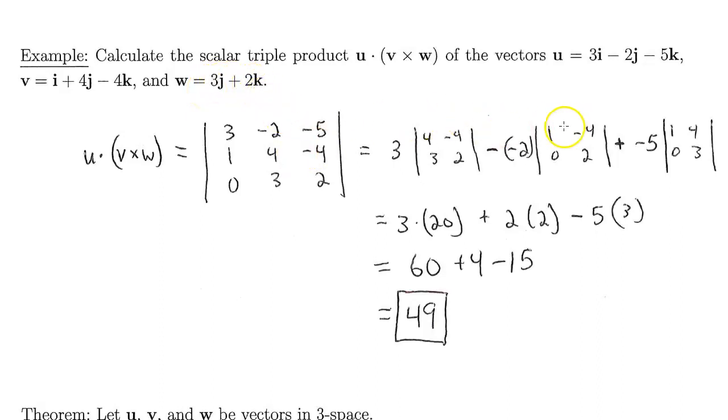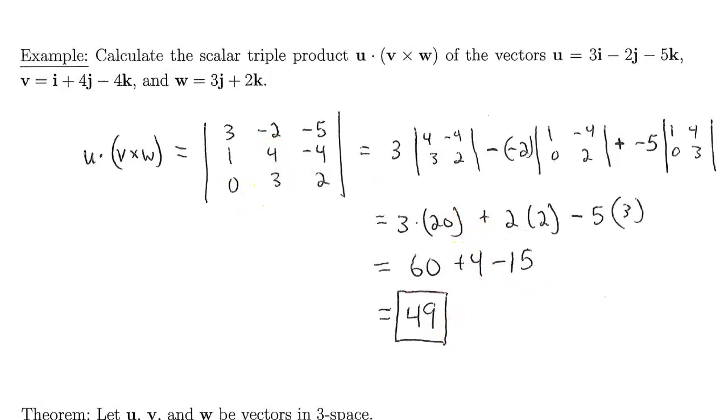If you work out the details, it turns out that you get 49 as a result. You do these matrices and these determinants. So you do 3 times the determinant of this matrix, minus -2 times the determinant of the matrix 1, -4, 0, 2. And finally, plus -5 times the determinant of this matrix, 1, 4, 0, 3. If you work it out, you get 49.